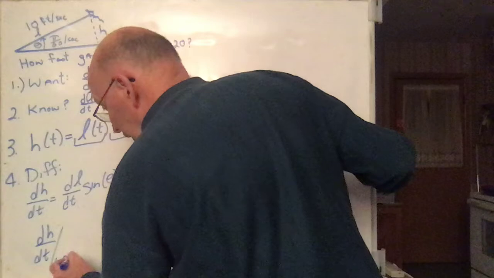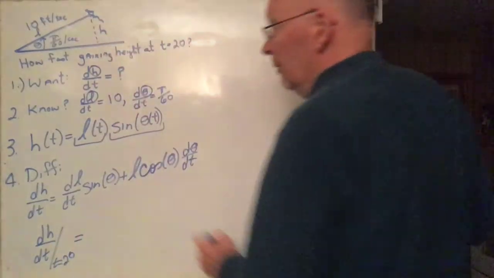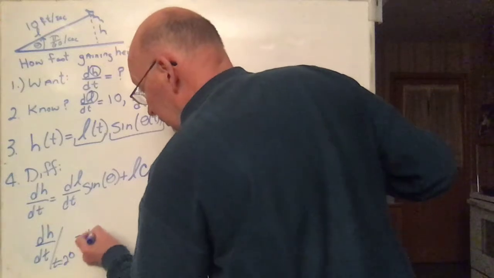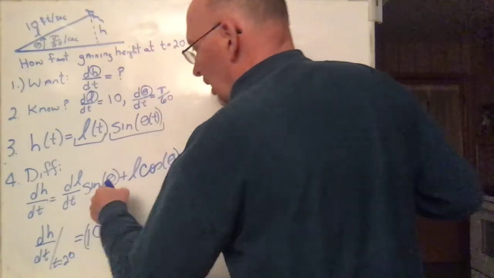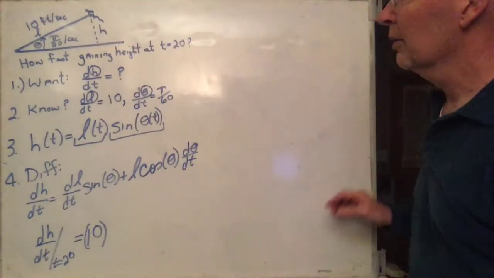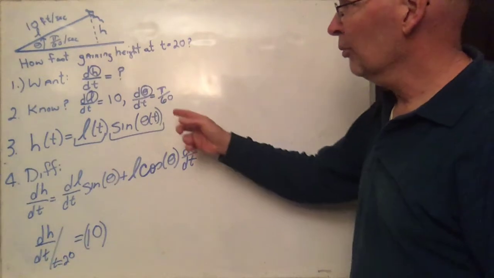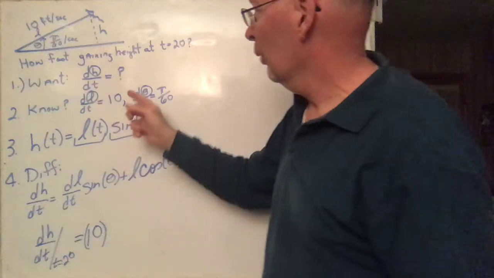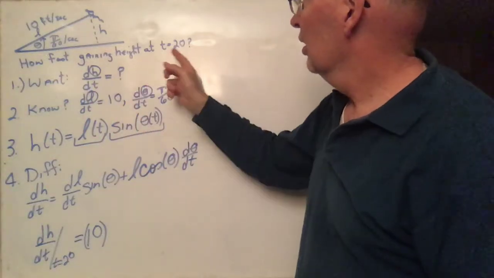T equal to 20. Well, here's our dL dt, that's 10. Now we have the sine of theta. Oh boy, we got to think about this. This takes more work. We need to know what's the angle going to be when t is equal to 20.